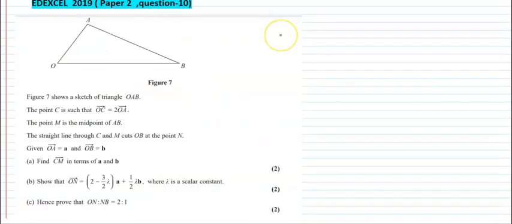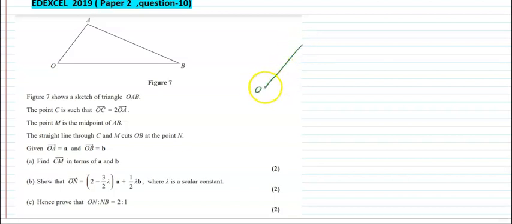My next question is from Edexcel 2019 paper 2, question number 10, and it is given a sketch of the triangle OAB. The point C is such that OC is twice OA, meaning OC is double OA. So if we draw a triangle here, this is O, and we can join them, and this is double. OC means this side equals this side, so if this is A, this is also A, and then OC is 2A.